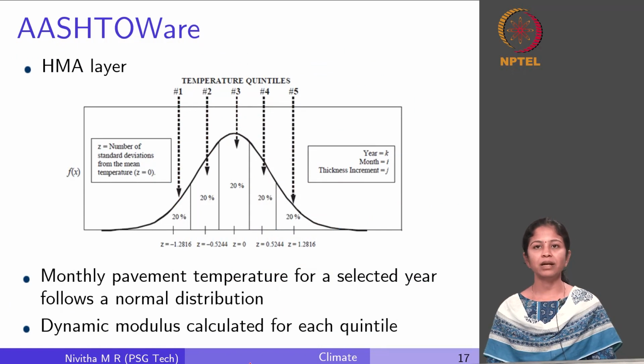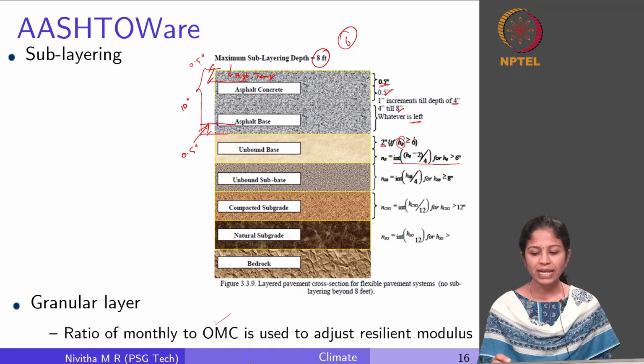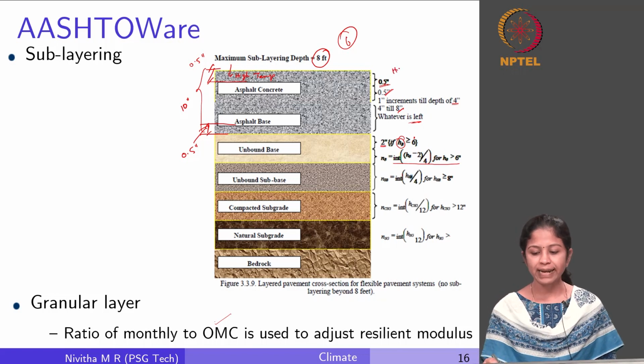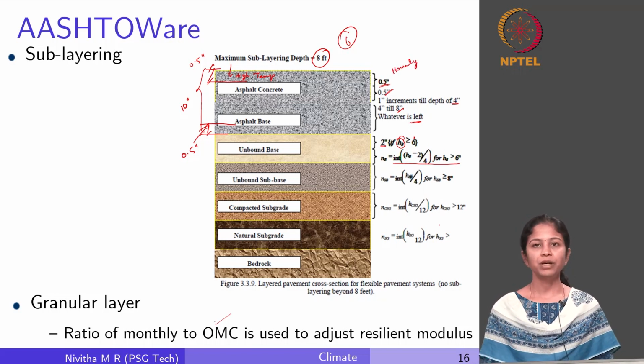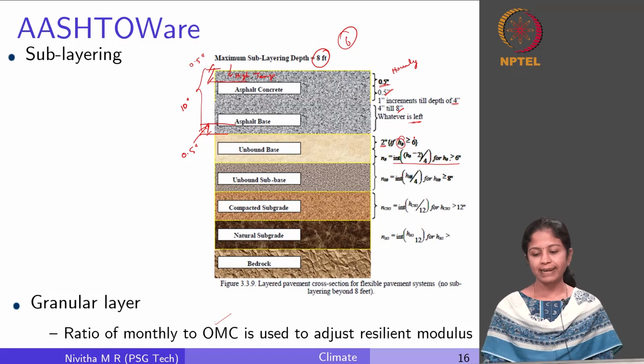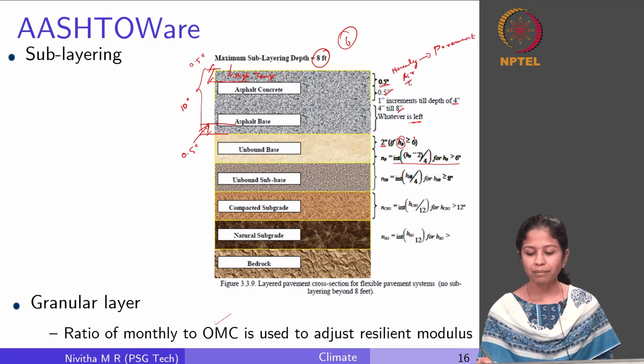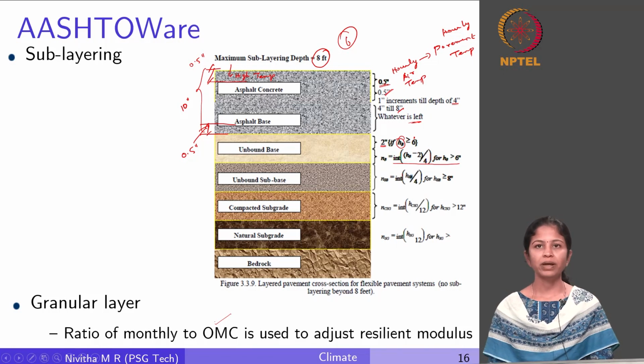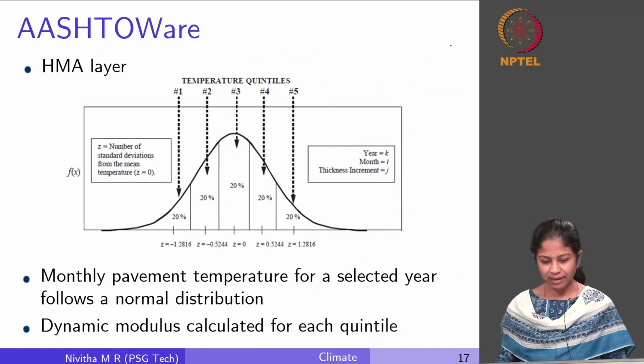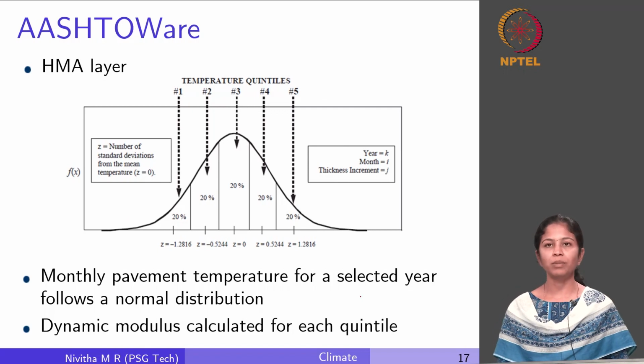So then how does it take into account temperature? We have seen that we have hourly data for each location, right. So for each of these sublayers, the hourly data will be used. We have given hourly air temperature, and this will be converted to hourly pavement temperature, okay. This pavement temperature is taken here and it is fitted with the normal distribution.